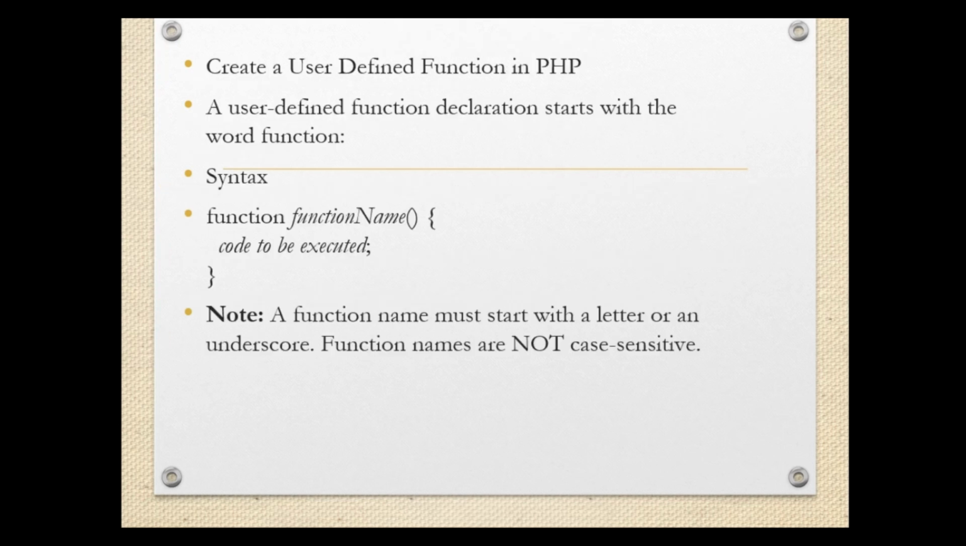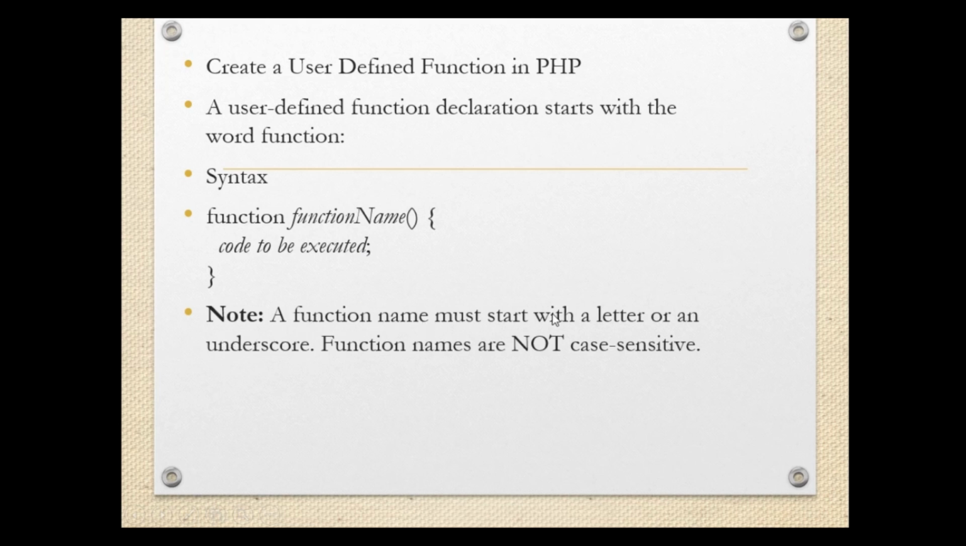To create a user defined function in PHP, a user defined function declaration starts with the word function. As you can see in the syntax on the screen, we have to declare the keyword function, followed by the function name. Function is a keyword that we have to declare, then we take the function name, and in curly brackets the code to be executed.